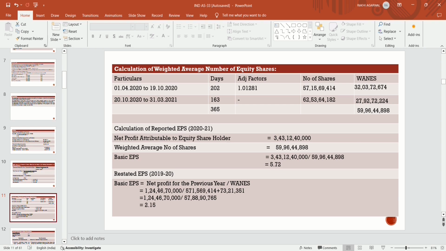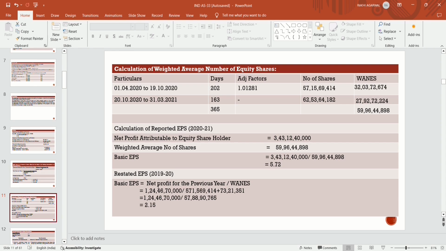So weighted average number of shares becomes 57 crores 15 lakh 69,414 into right adjustment factor. Shares are issued to the existing shareholders only, so it will be applicable to the existing shareholders. So this adjustment factor is multiplied with the opening outstanding number of shares before the right issue.